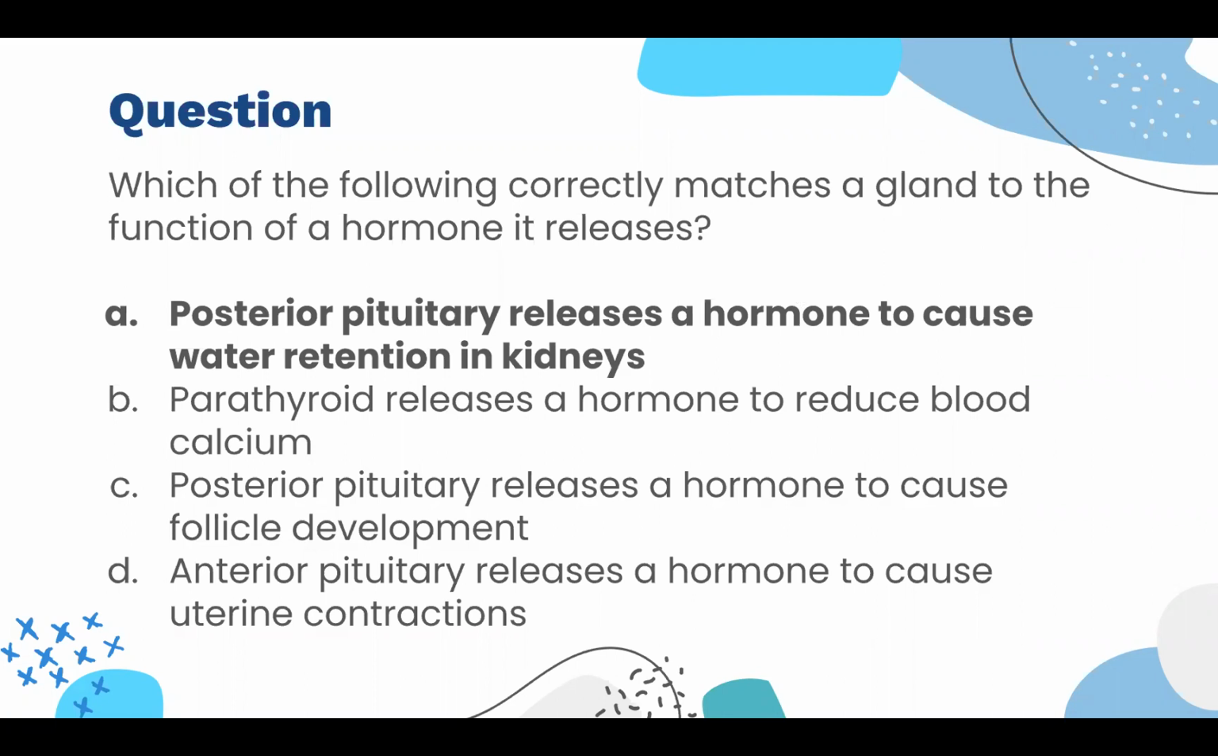B, parathyroid releases parathyroid hormone, which does not reduce calcium levels, but rather increases it. Remember, calcitonin tones the bones. It does that by decreasing calcium levels in the blood. So parathyroid hormone would be the opposite. Moving on to C, the posterior pituitary does not release FSH, but rather the anterior pituitary does. And finally, D, oxytocin is released by the posterior pituitary to cause uterine contractions.